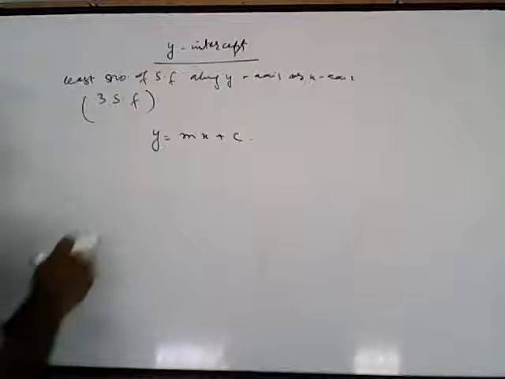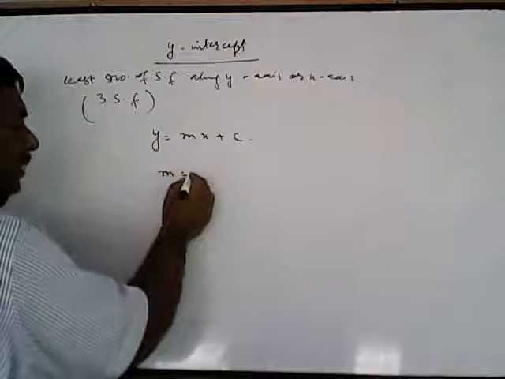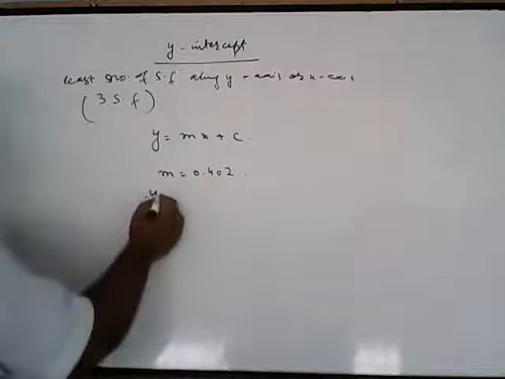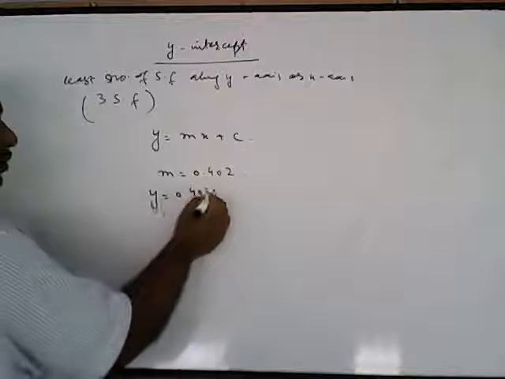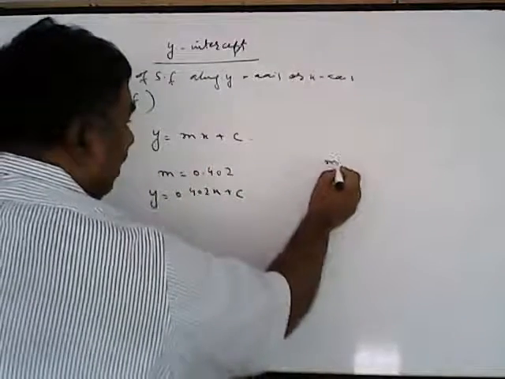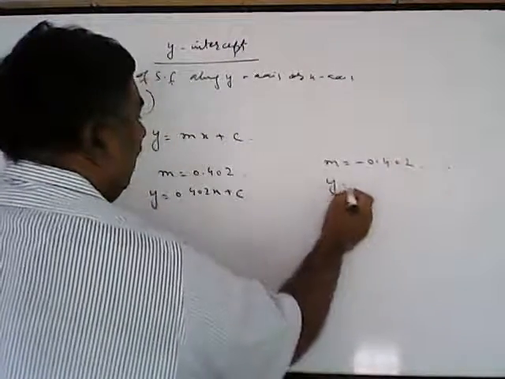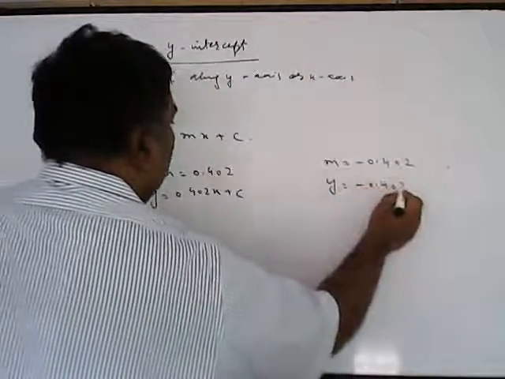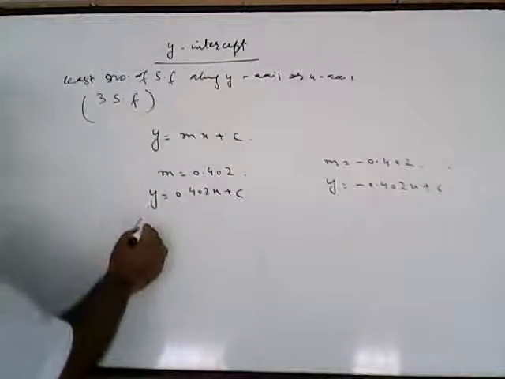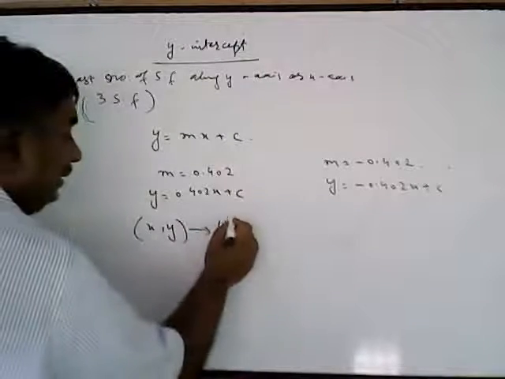First of all, you should have calculated the gradient. Suppose the gradient is coming 0.402. So I will write this equation: y is equal to 0.402x plus c. But suppose the gradient is negative, suppose the gradient comes minus 0.402. Then I will write minus 0.402x plus c. Then I will look for the point x, y, that point which lies on the line.